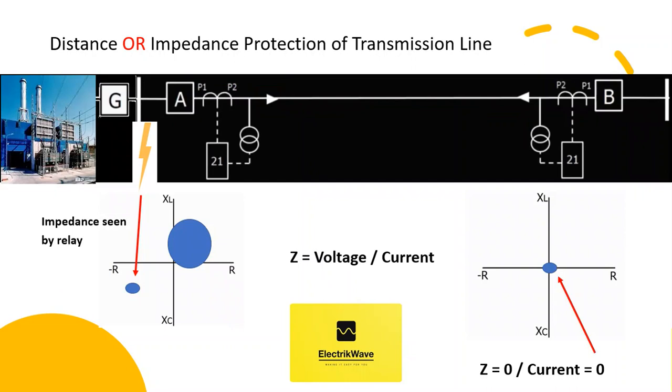Now let's consider bus fault has occurred at station A, and current will flow in reverse direction, so fault impedance will be seen by relay in third quadrant. Due to the bus fault, voltage becomes 0 and distance relay at A will operate.